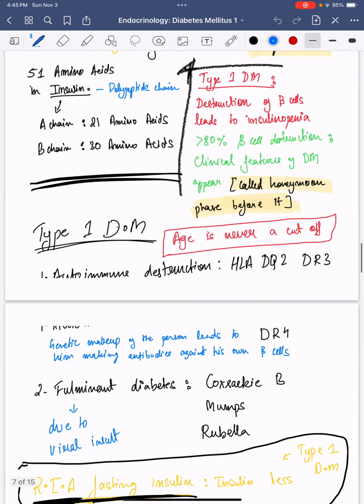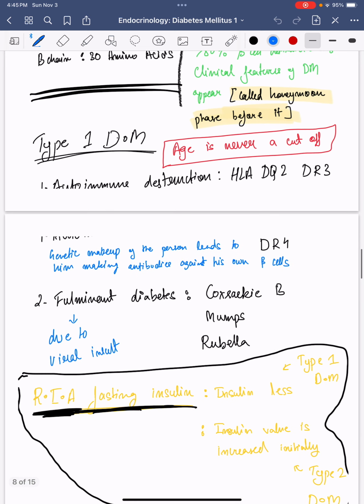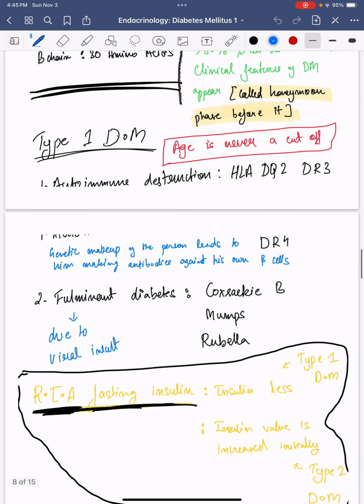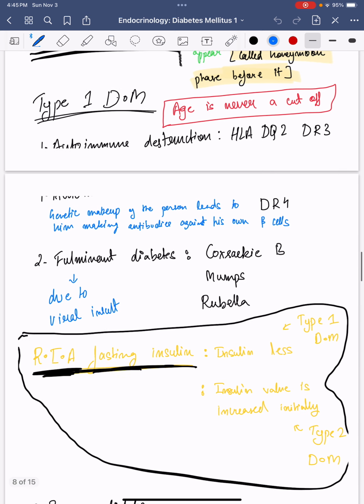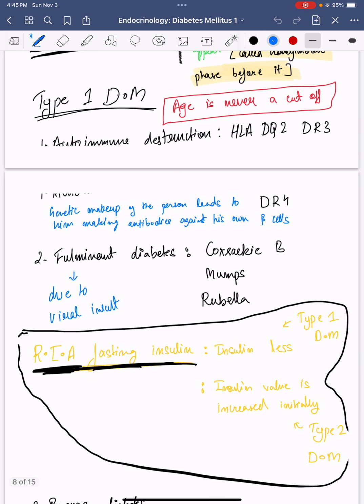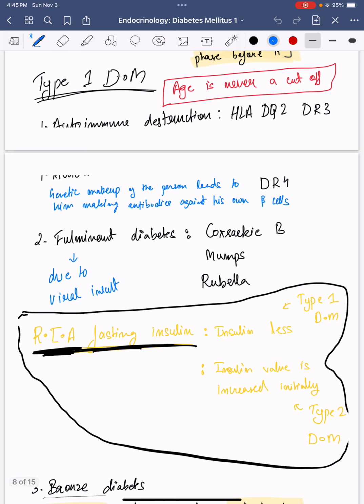In type 1 diabetes mellitus, there can be autoimmune destruction, that is HLA, human leukocyte antigen, DQ2, DR3. The genetic makeup of the person leads to him making antibodies against his own beta cells, and there can be fulminant diabetes, which can be due to a viral insult like from Coxsackie, mumps, or rubella virus.